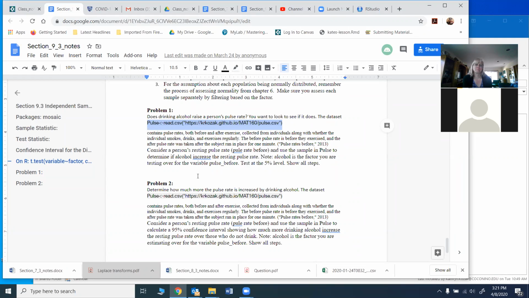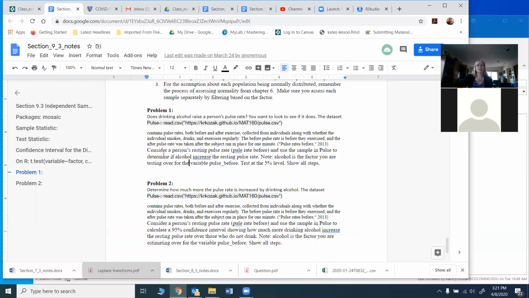A hypothesis test. Yeah, because I'm trying to make a decision. I want to know if alcohol increases the resting pulse rate. So just from this statement, all I want to do is make a decision. I don't know how much it increases. I just want to make this decision. So I'm making a decision, which makes it a confidence interval. I'm sorry, a hypothesis test. All right, so I'm doing a hypothesis test.